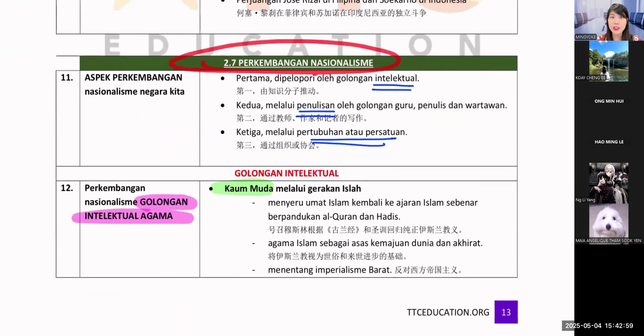Finally, perkembangan nasionalisme. Nationalism expanded in our country in 3 methods. First is through the intellectual group. Second is through writing. Third is through organization association.